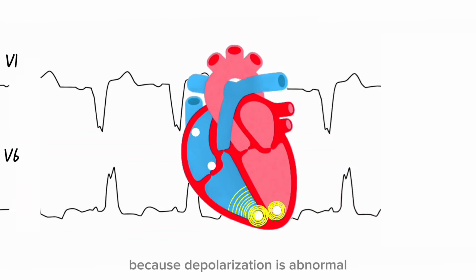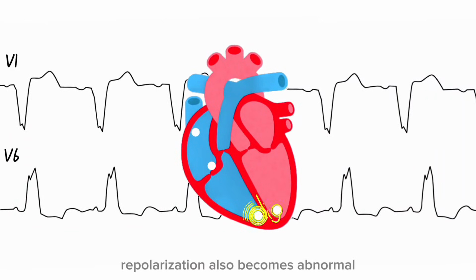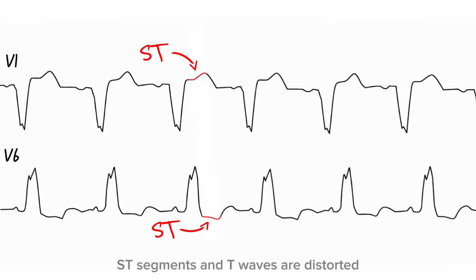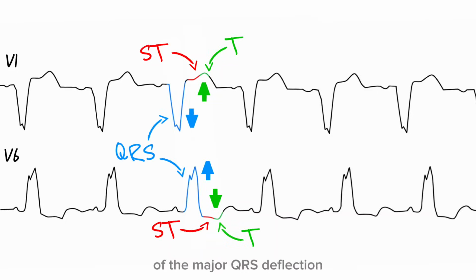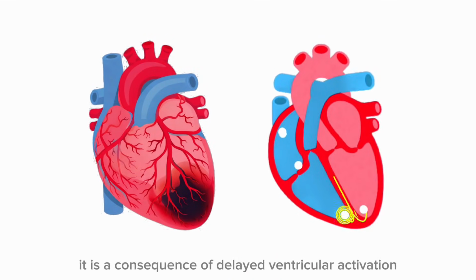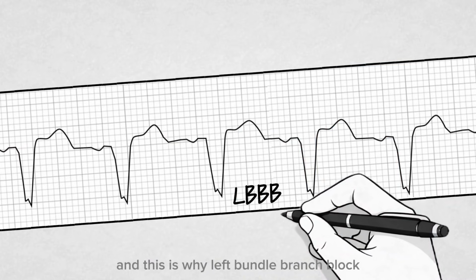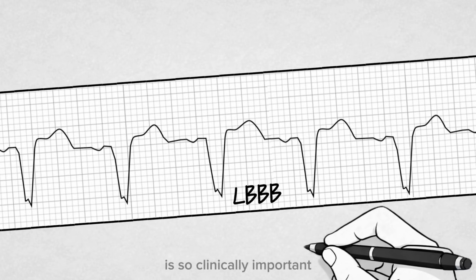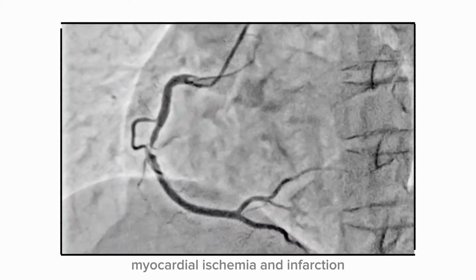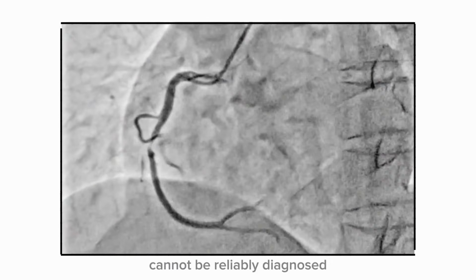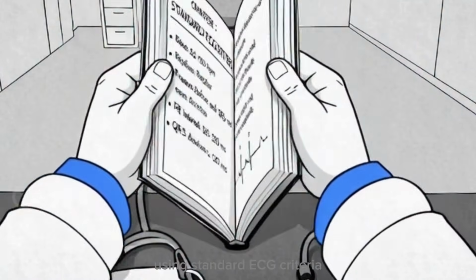But the changes do not stop there. Because depolarization is abnormal, repolarization also becomes abnormal. ST segments and T waves are distorted and typically move in the opposite direction of the major QRS deflection. This pattern is called discordance. This is not ischemia. It is a consequence of delayed ventricular activation. And this is why left bundle branch block is so clinically important. In the presence of left bundle branch block, myocardial ischemia and infarction cannot be reliably diagnosed using standard ECG criteria.